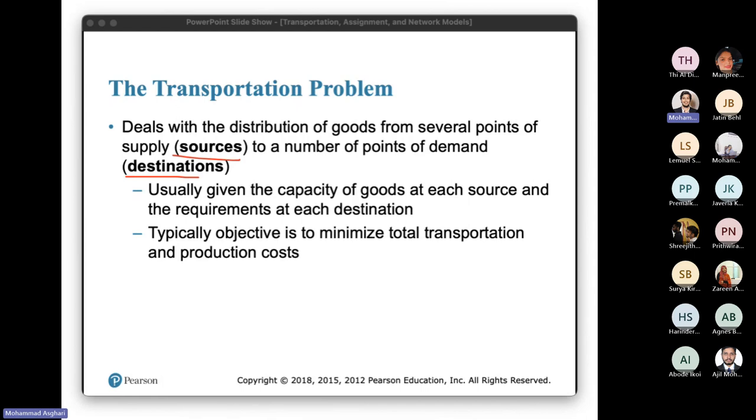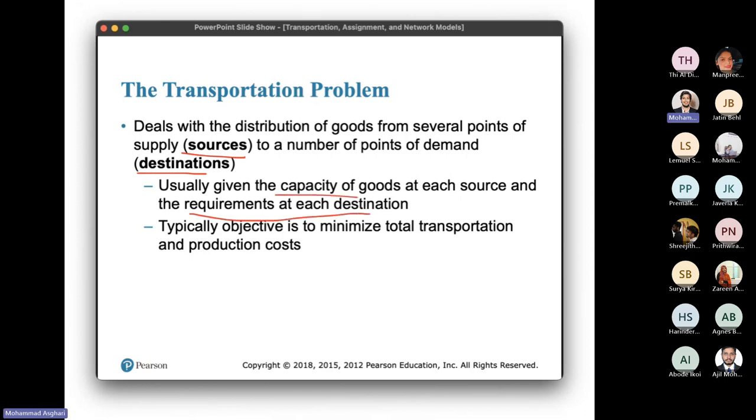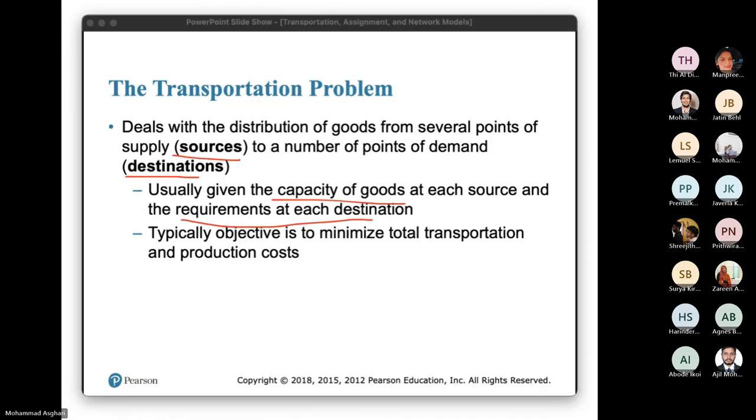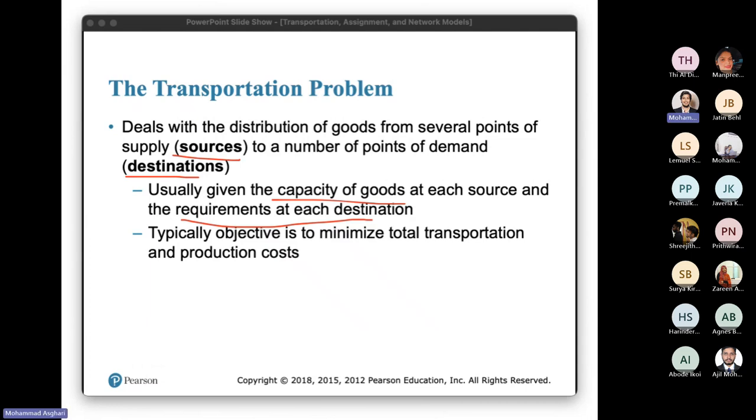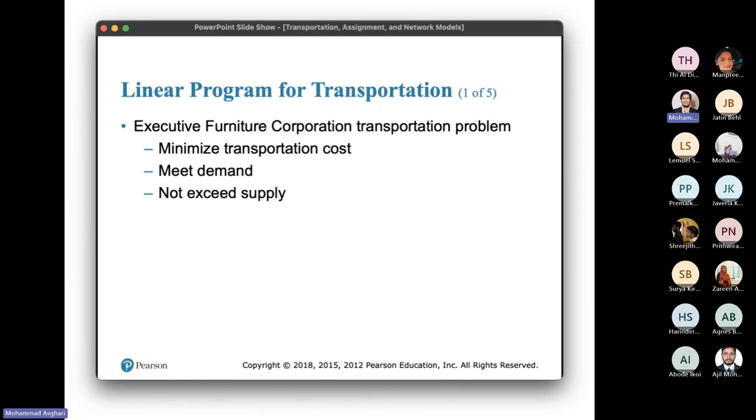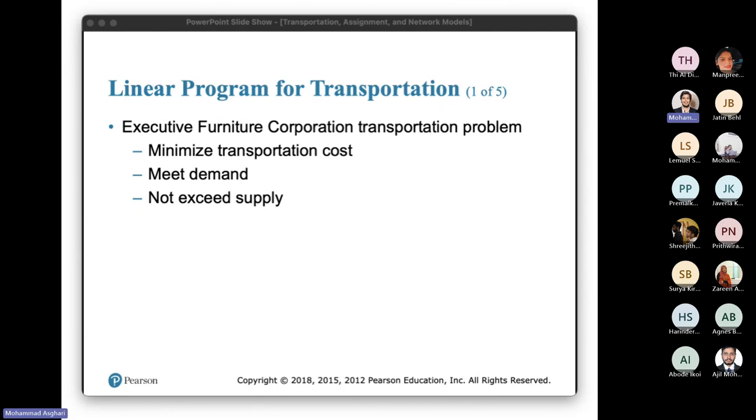Let's review other things. Usually we are given the capacity of goods at each source and the requirements at each destination. These are very important. Each source has a certain amount of capacity, and you cannot exceed that. Each destination requires a certain amount of products, so you should meet them. These are the constraints in network problems. Let me show you an example that can make it more clear.